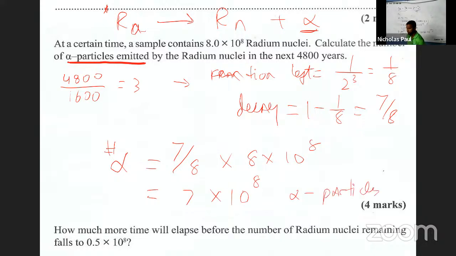All right. So this was slightly different, right? You have to realize that every radium that decays produces alpha. So the answer would not be 1 by 10 to the 8, it will be 7 by 10 to the 8.